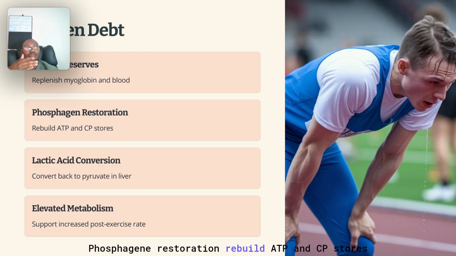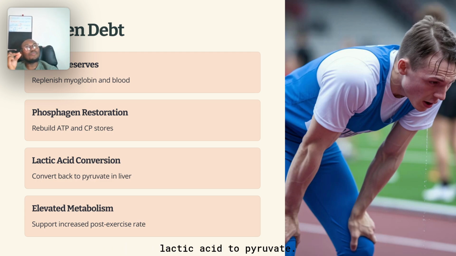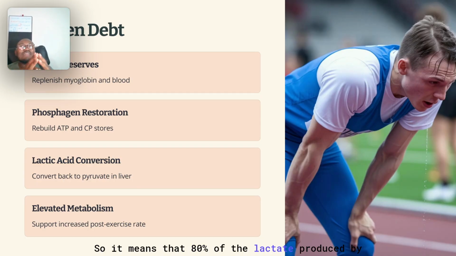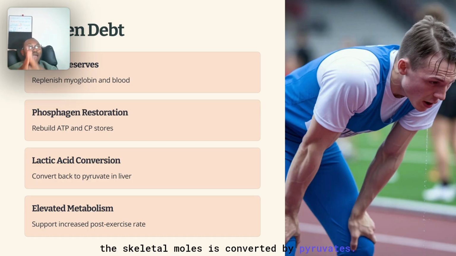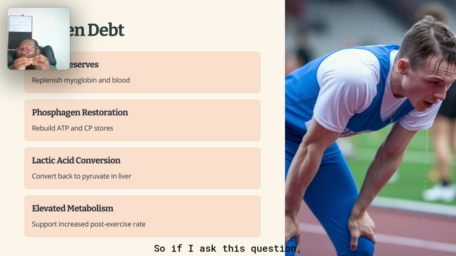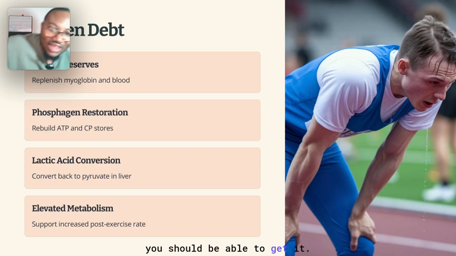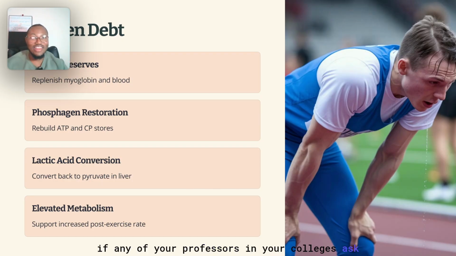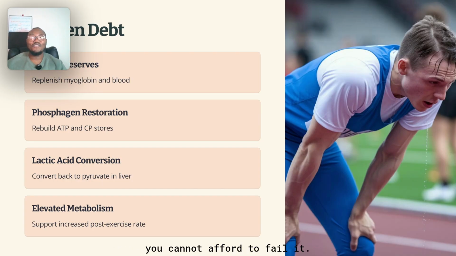Phosphagen restoration, rebuild ATP and CP stores. Lactic acid conversion converts back lactic acid to pyruvate. Where? In the liver. So it means that 80% of the lactate produced by the skeletal muscle is converted to pyruvate, rather, by the what? Liver. So if I ask this question, you should be able to get it. If any of your professors in your colleges ask this question, you cannot afford to fail it.